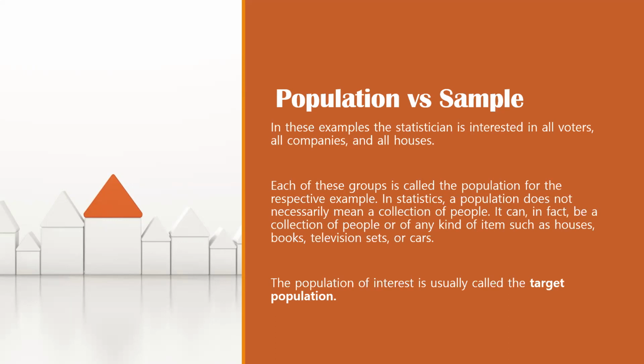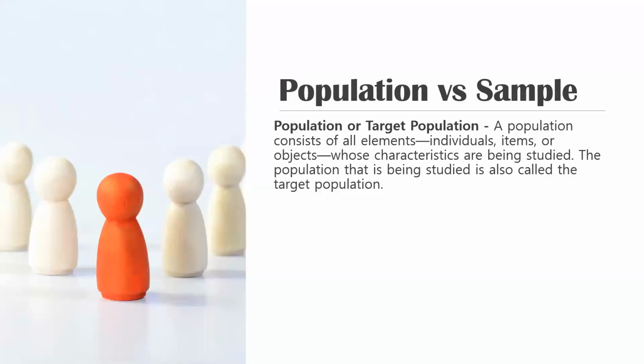But in statistics, a population does not necessarily mean a collection of people. It can, in fact, be a collection of people or any kind of items such as houses, books, television sets, or cars. The population of interest is usually called the target population. So the population or the target population consists of all elements, individuals, items, or objects whose characteristics are being studied.